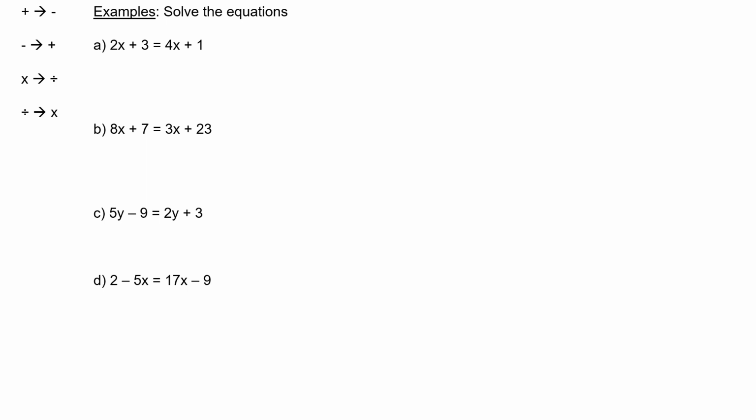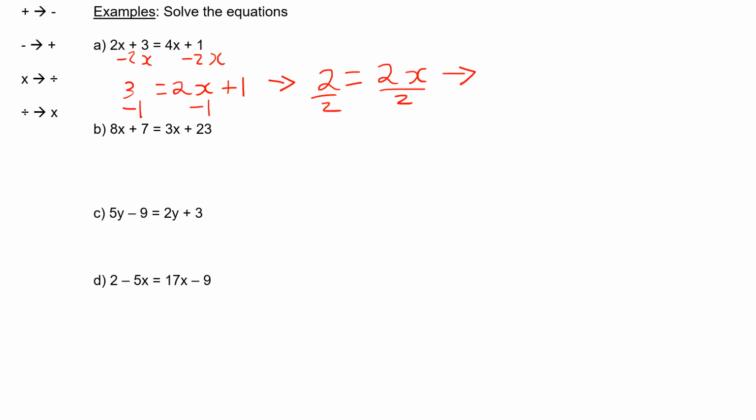So I'm going to subtract 2x from both sides of my equation. I'm doing this because there are more x's on the right-hand side. So I have 3 is equal to 4x take away 2x is 2x, and I still have the plus 1. I'm now going to subtract 1 from both sides because that will leave me with just 2x on the right-hand side. That gives me 2 is equal to 2x. I can then find x by dividing both sides by 2, which will leave me with 1 is equal to x, or we can say x equals 1.